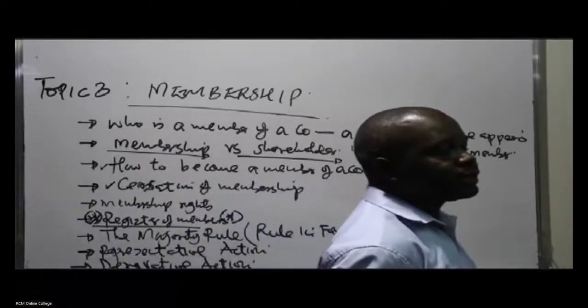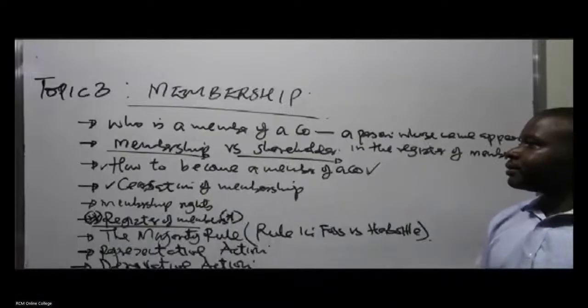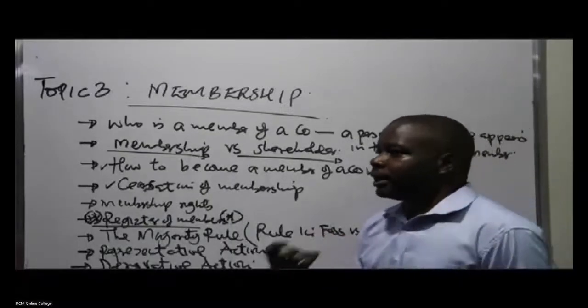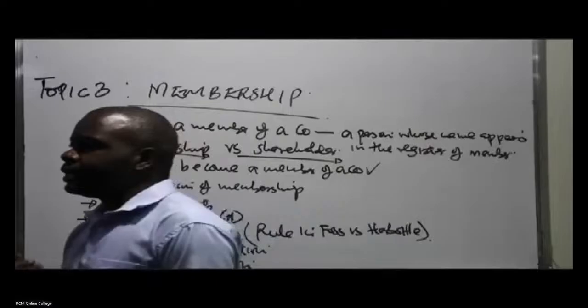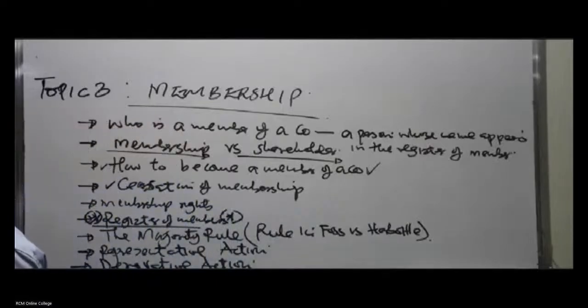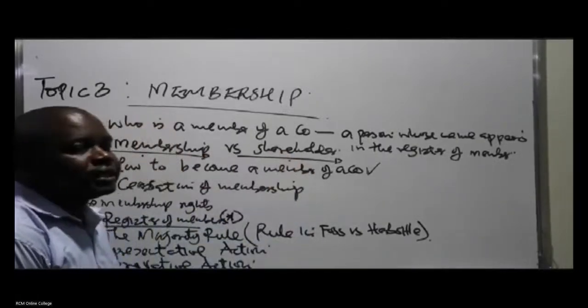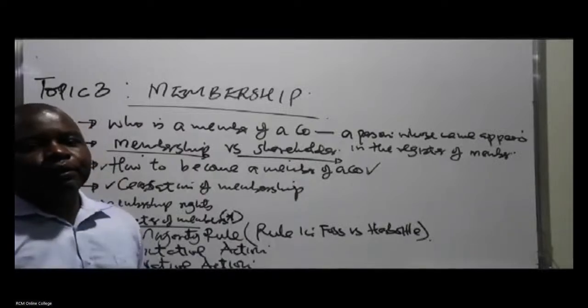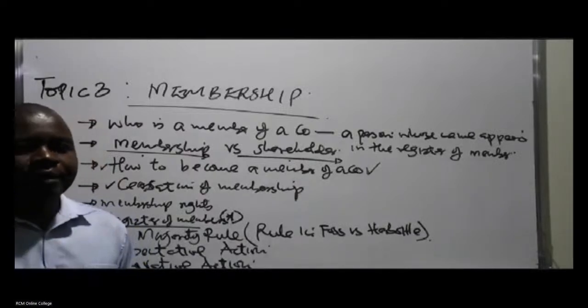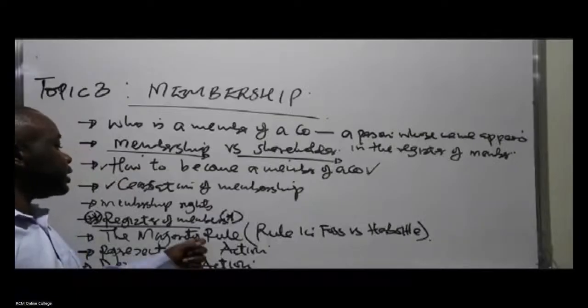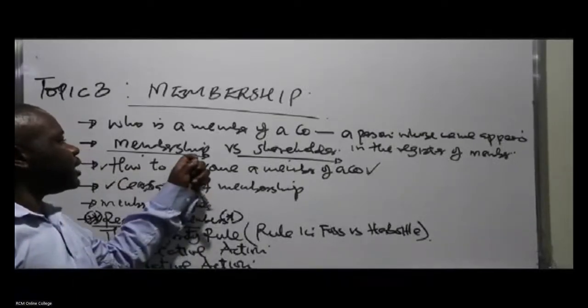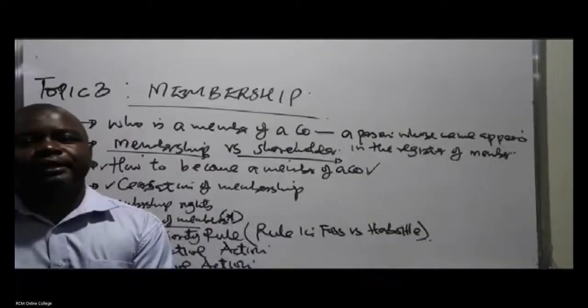Eventually, his name will be included in the register of members. Who is a member of the company? A person whose name appears in the register of members. This register of members will list all those who are members of the company. In other words, the terms membership and shareholder can be used interchangeably to simply mean one and the same. Because ideally, when one becomes a shareholder in the company, his name will be included in this register, and therefore, eventually, he'll be referred to as a member of that company.